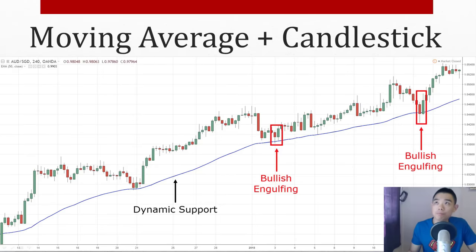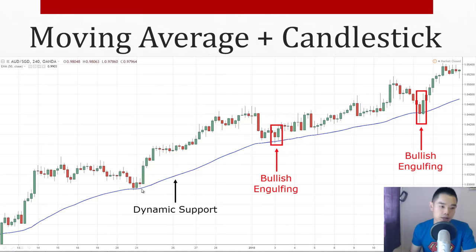Okay. Moving average plus candlestick. So you can see that moving average, if you recall, it can do a number of things, right? Define the trend, define area of value. But at this point in time, I just want to point out two things to you. The moving average can help you define the trend. Okay, I don't have the 200 MA over here, but you can tell that this is in an uptrend. That's one. Number two, the moving average also help you define this area of value over here.